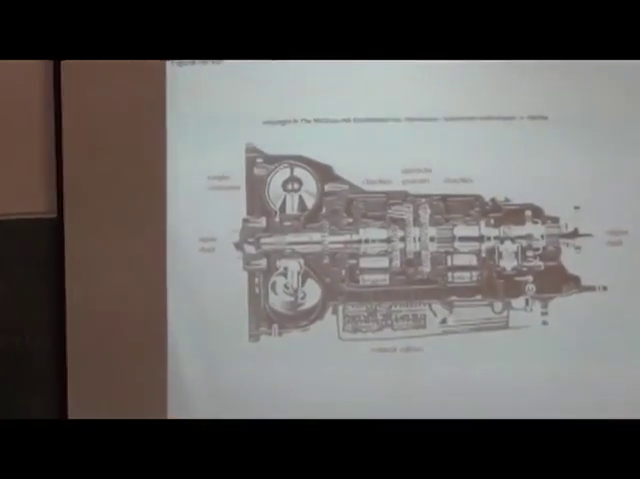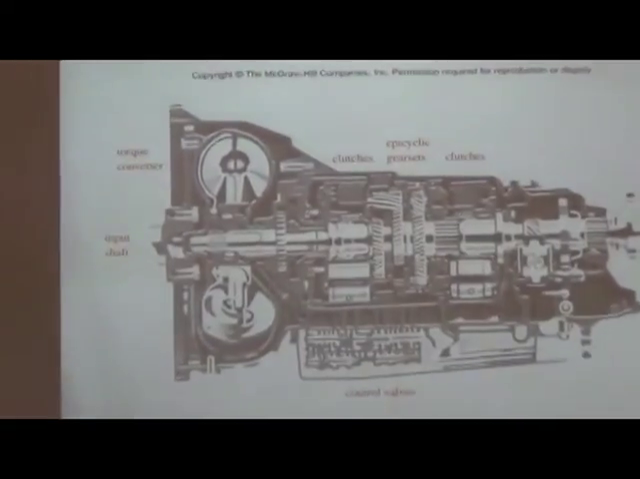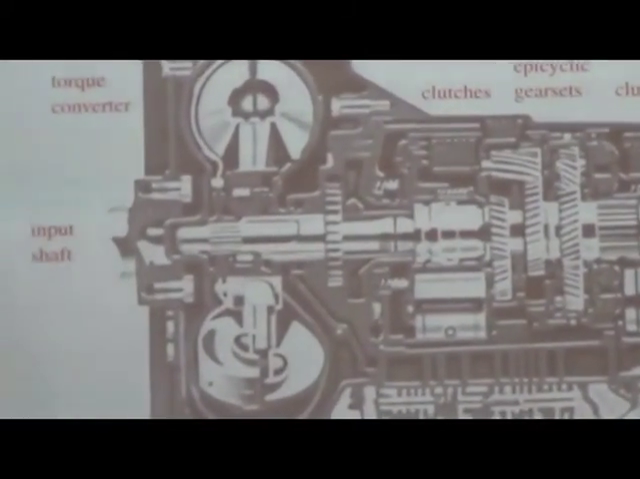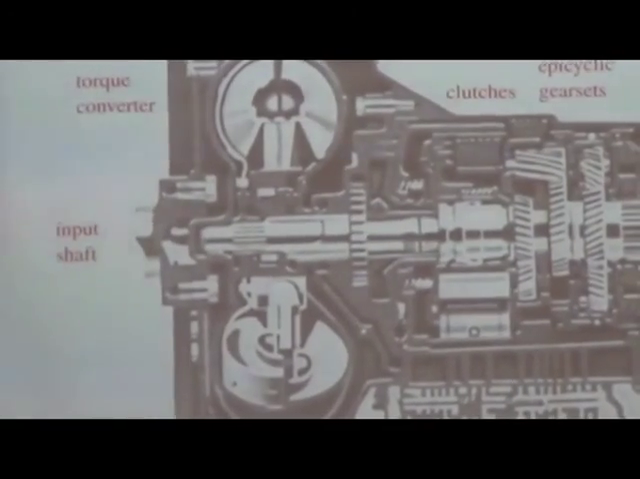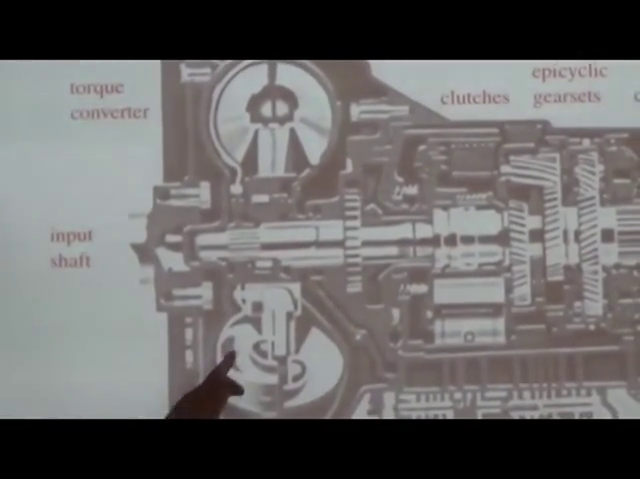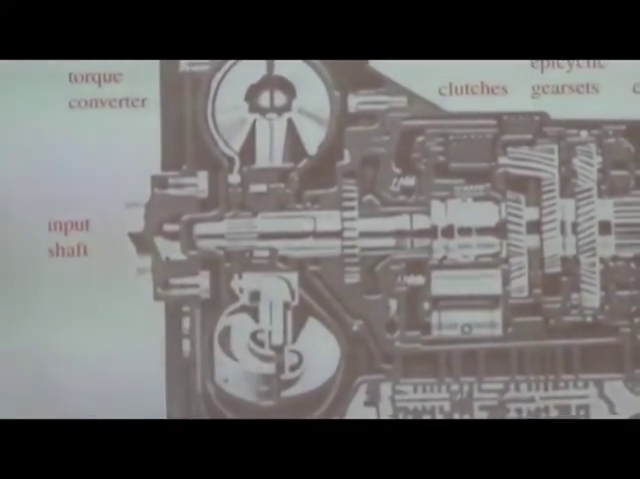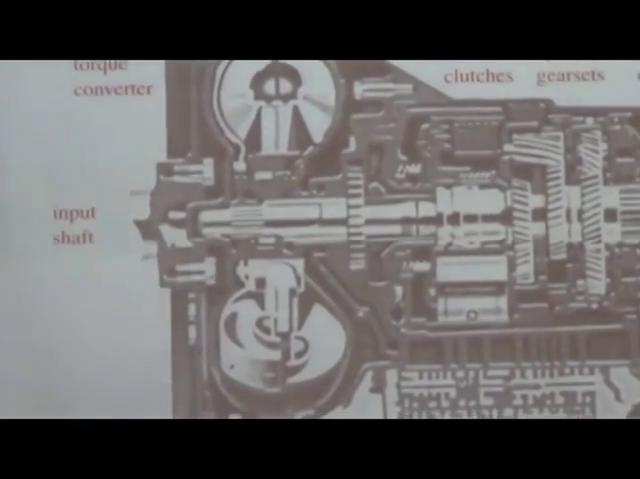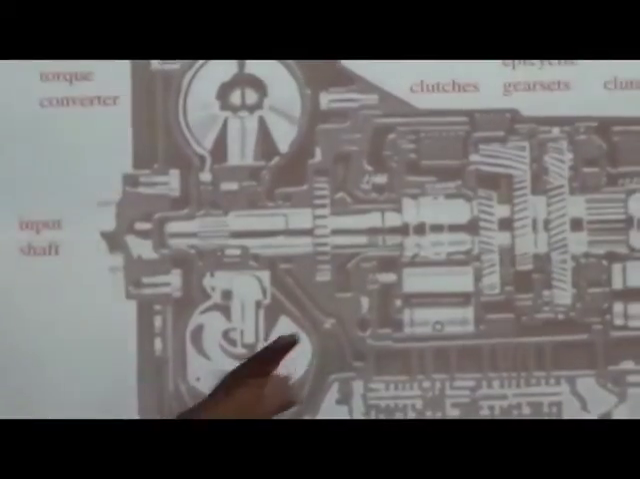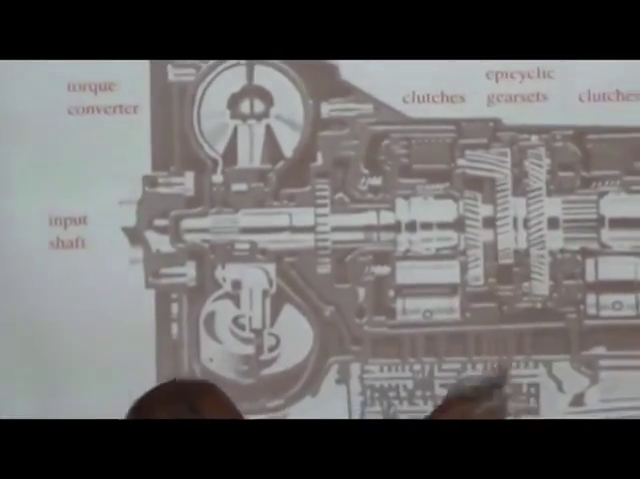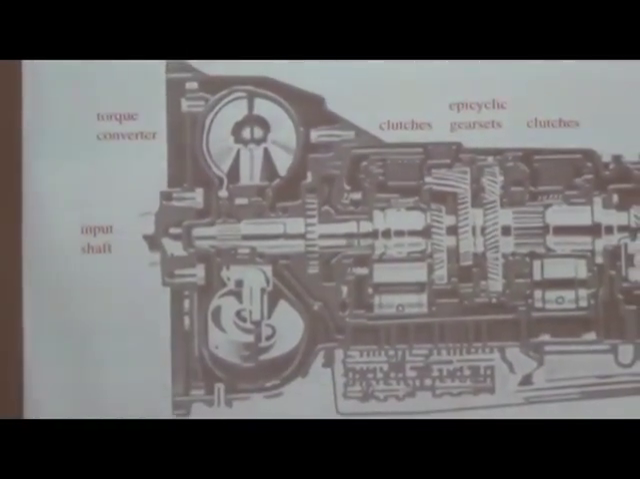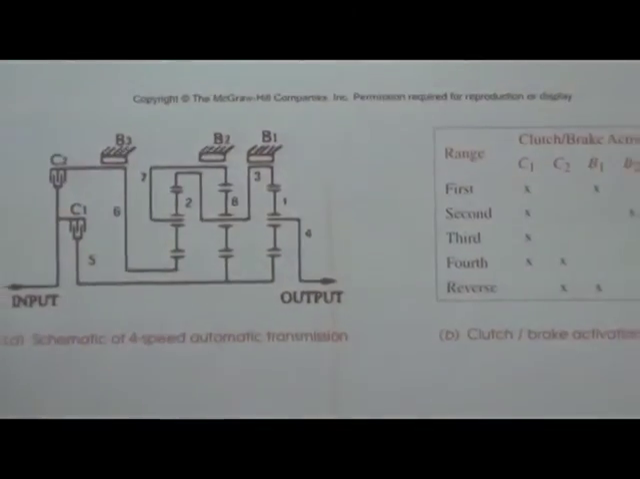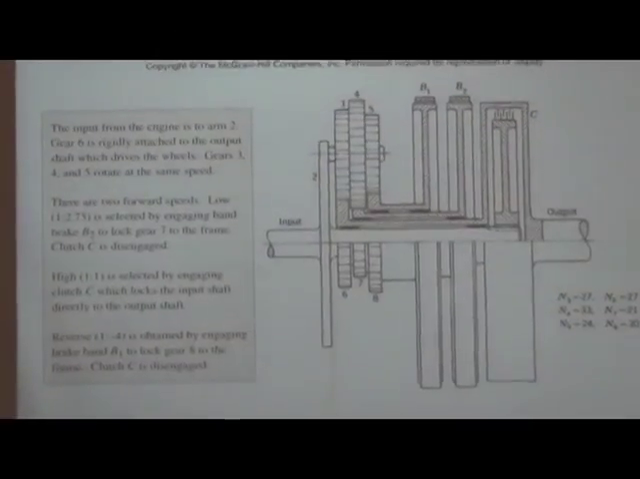This is your so-called automatic gearbox. Before shifting the gears, this is the torque converter, replacing your clutch. Then you have an epicyclic gear set and clutches to change the speeds. Okay, that is just to show what is what, that's all.